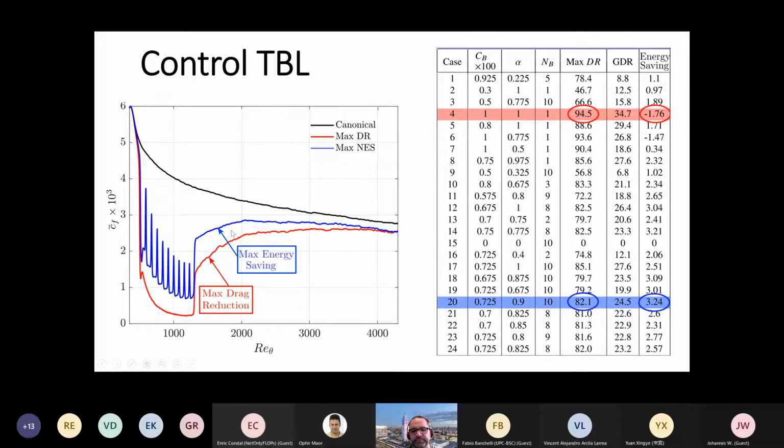We use Bayesian optimization to try to find the optimal parameters for the blowing that will produce some energy saving. So by reducing the drag, you are going to allow your aircraft to travel at the same speed, but using less fuel, using less energy.